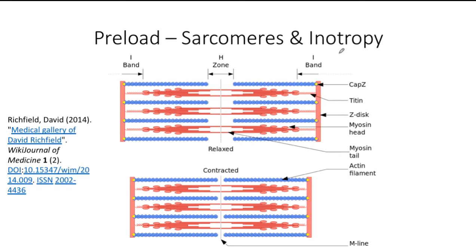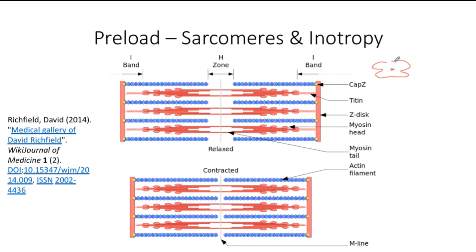preload and inotropy or contractility, excuse me, it's important to understand, just to review sarcomeres for a moment. Remember, sarcomeres have Z discs and have thick and thin filaments, actin and myosin within them. And remember that with cardiac muscle cells, sarcomeres are never optimally aligned when a cardiac muscle cell is at rest, for example. Okay.